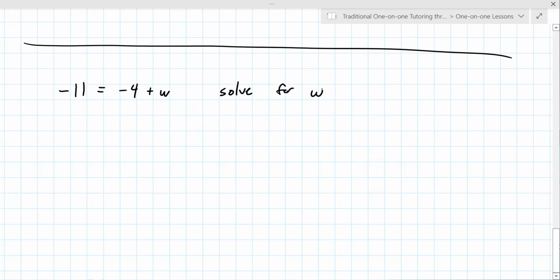What are you going to add to both sides of the equation? 11. Are you sure? No, 4, sorry. And that's got to be very clear. It's 4 because you want to get w alone. Whichever side the variable is on, that's what you're going to manipulate.